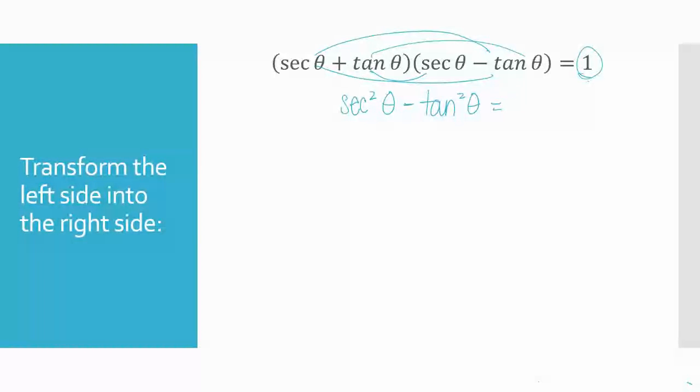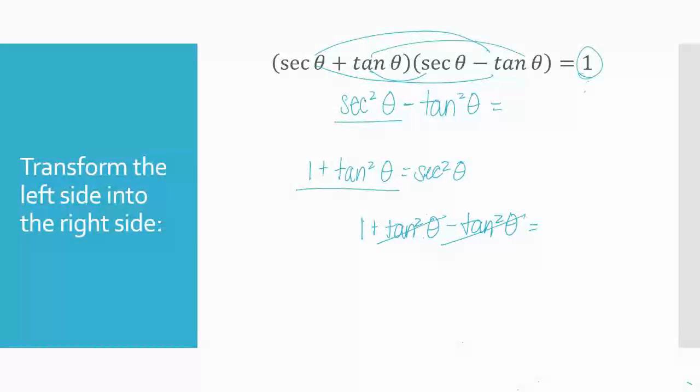Now, let me see if I have an identity for this. I have an identity that is 1 plus tangent squared theta is equal to secant squared theta. So since I know that this is equal to secant squared, I think I'm going to substitute it in. I'm going to have 1 plus tangent squared of theta minus tangent squared of theta. Hopefully I can make this equal to the 1 that I'm trying to get. I know that when I have one value minus itself, they cancel. So tangent squared theta minus tangent squared theta leaves me with 1, which is what I wanted to get from the beginning.